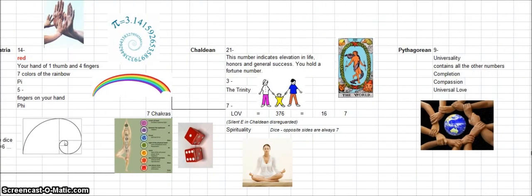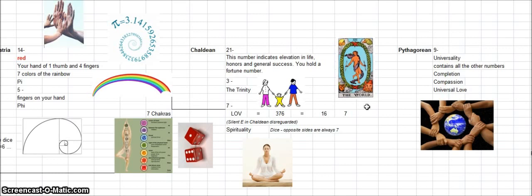In Chaldean numerology, we came up with 21. This number indicates elevation in life, honors, general success. You hold the future number, and it is the world card in tarot, which is pretty much the same type of thing. You hold the world in your hand, provided that you're getting a reading with this thing turned up right. Otherwise, it can be the opposite.